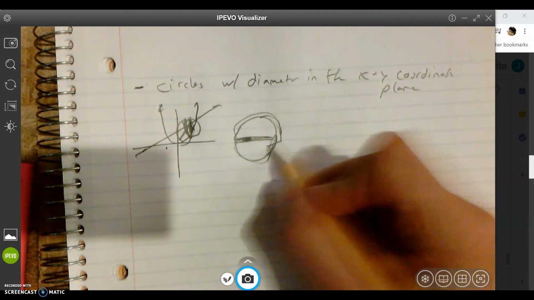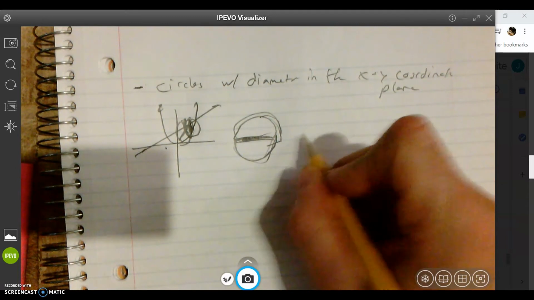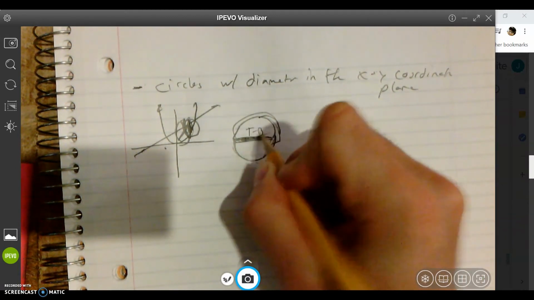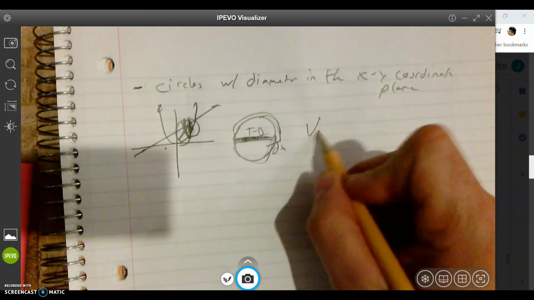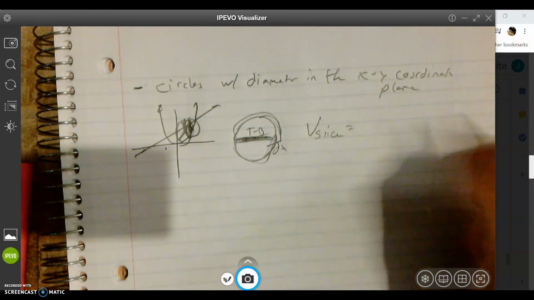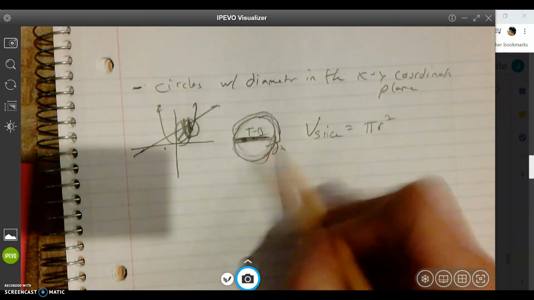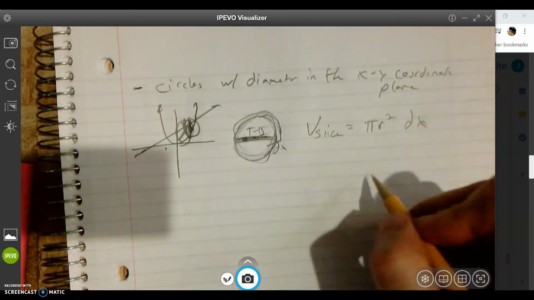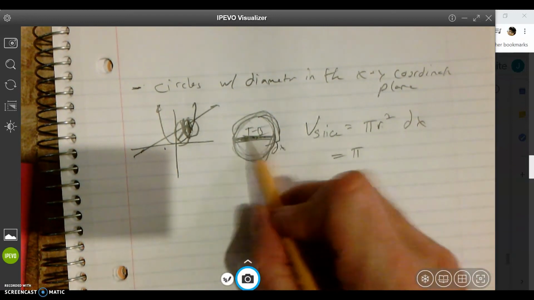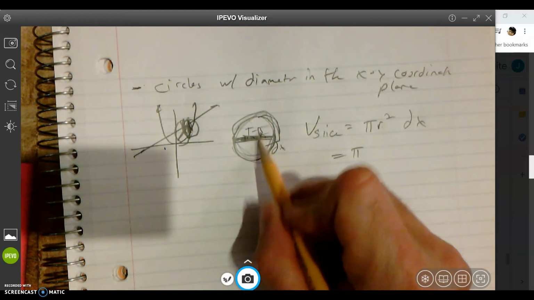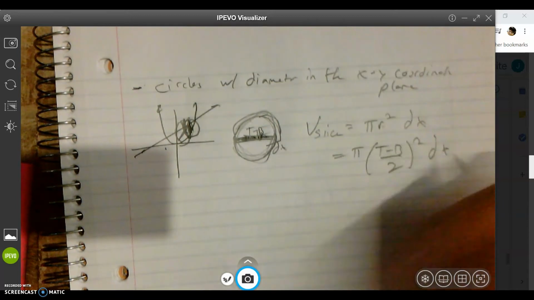Let's make it 3D, shall we? It looks like a hamburger. Are you hungry? I am. Here we go. So this part right here is the top minus the bottom. And we know that the width is dx. So the volume of a slice is going to be pi r squared, not divided by 2 this time because I want the whole circle, that's the face, times dx, equals pi times the radius. Well, top minus bottom is the diameter, so the radius is half of that. So that's going to be top minus bottom divided by 2 squared dx.